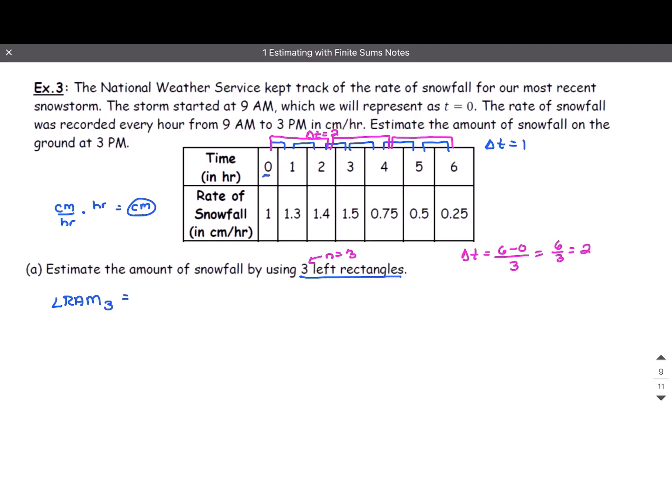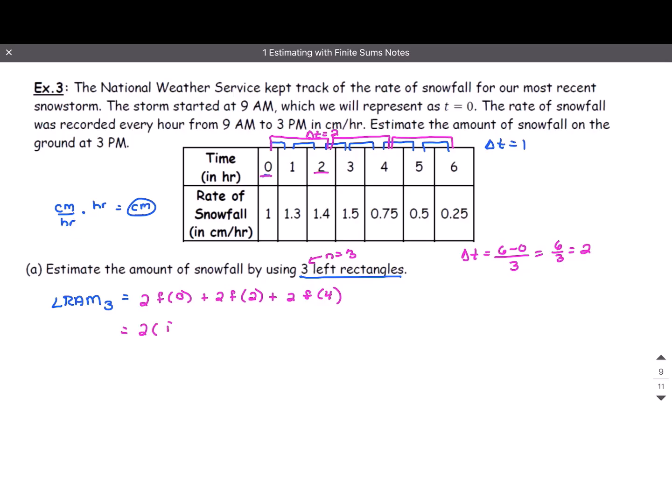So we're going to have an LRAM. Our change is 2, but between 0 and 2, 0 is on the left-hand side. Plus, from 2 to 4, the delta t is 2, but between 2 and 4, 2 is on the left. And then from 4 to 6, the change in t is 2, but 4 is on the left, so we do f of 4. Now you can factor out the 2, or you can leave the 2 there. It's totally up to you.